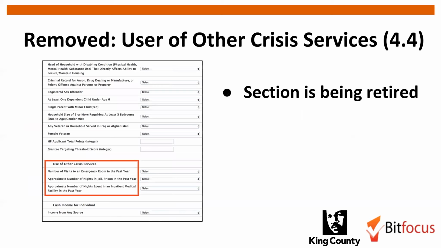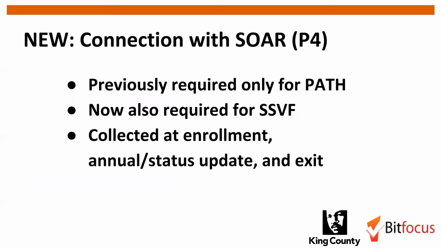The use of other crisis services section has been removed. That section is being retired, so you'll no longer see that on the exit form. And then there's another new element, connection with SOAR. Previously, this was required only for PATH programs. Now it's going to be required for SSVF as well. And this element is collected at enrollment, at annual or status update, if you are required to complete those, and then again at exit.